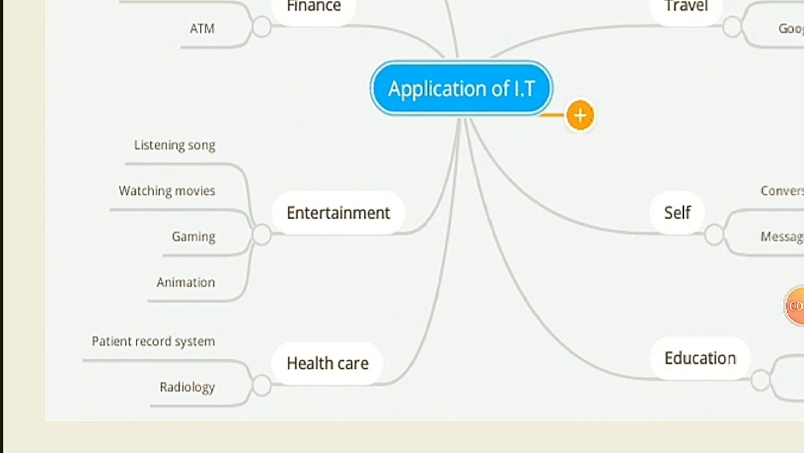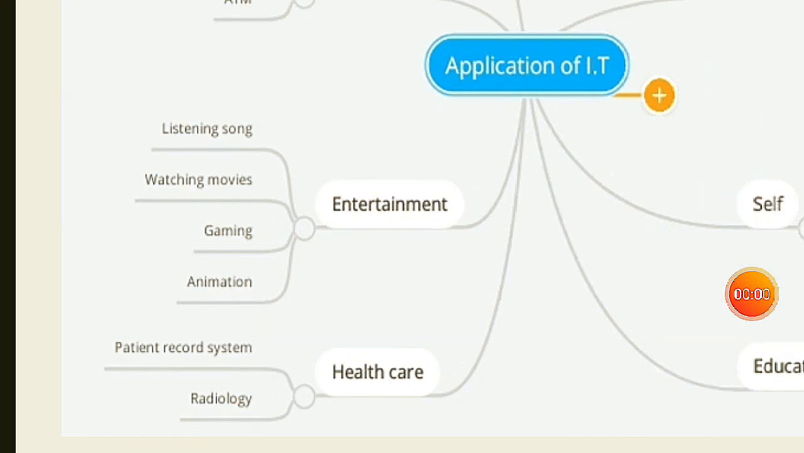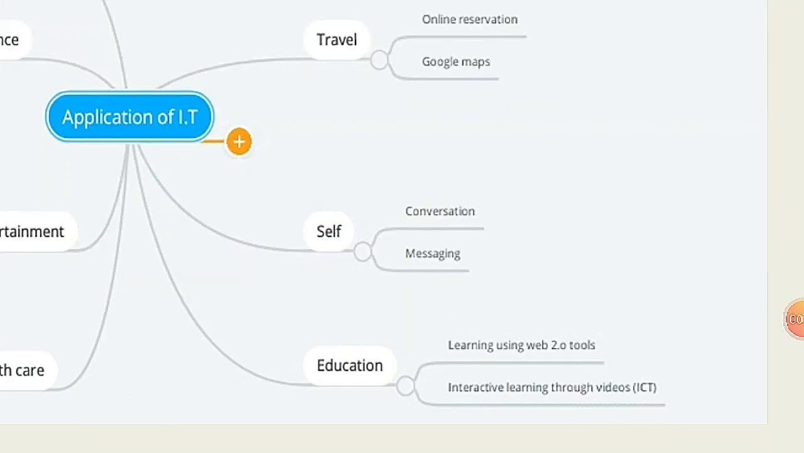In healthcare, IT is also used for inpatient record systems, where the record of the patient is saved in an automatic system. And radiology is the use of medical imaging to diagnose and treat diseases, just like x-ray, ultrasounds. In traveling, you will use IT, just like you will make your reservations online. You will use Google Maps for taking help.